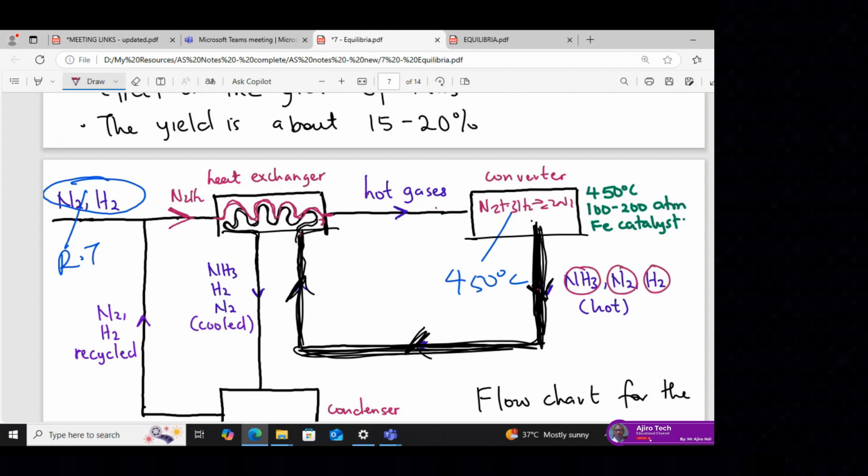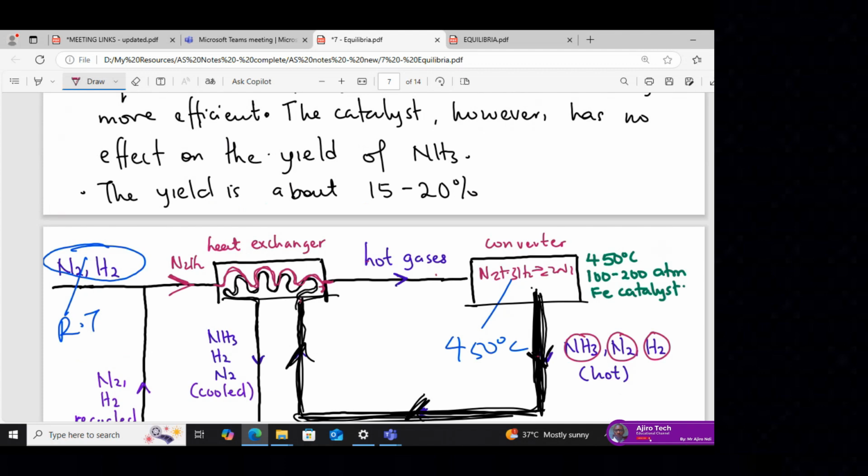Not all the nitrogen. Remember, we said the yield is about what? 15 to 20%. That means only about 15% of the nitrogen were converted to ammonia. Do you agree to that? The remaining ones remain as what? As nitrogen and hydrogen. Do you get? It's a reversible reaction. The yield is very low.